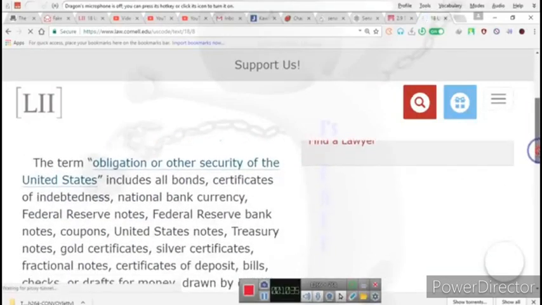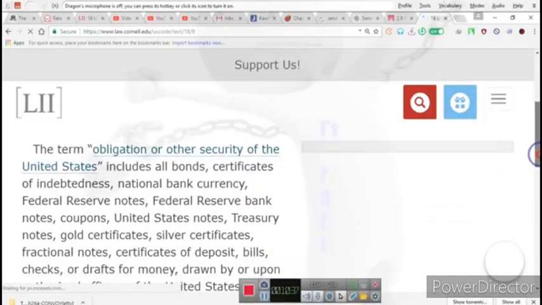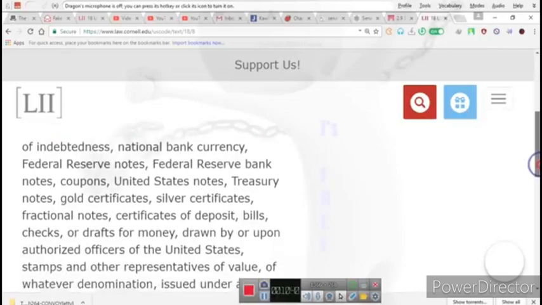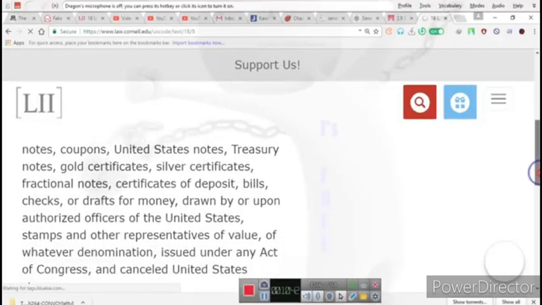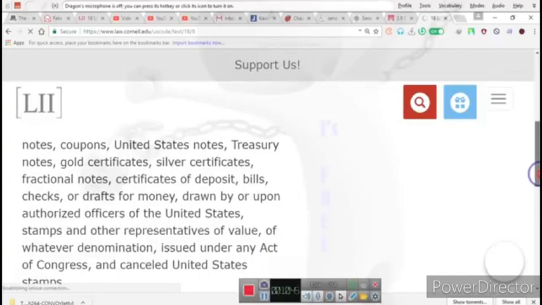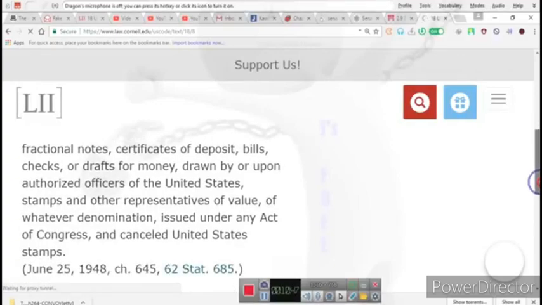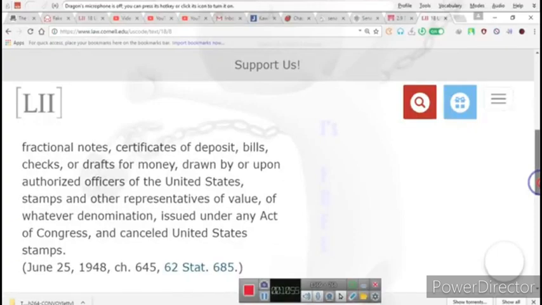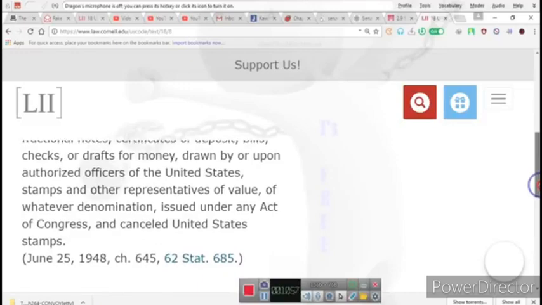Okay? The term obligation or other security of the United States includes all bonds, certificates, and indebtedness, national bank currency, Federal Reserve notes, Federal Reserve bank notes, coupons, United States notes, Treasury notes, gold certificates, silver certificates, fractional notes, certificates of deposit, bills, checks, or drafts for money drawn by or upon authorized officers of the United States, not the United States of America, of the United States. Stamps and other representatives of value of whatever denomination, and canceled United States stamps.